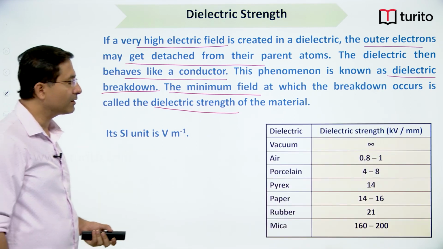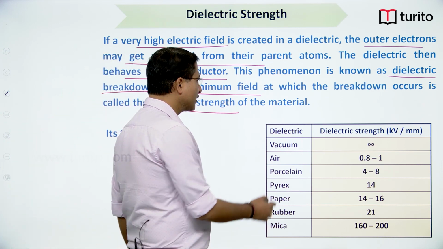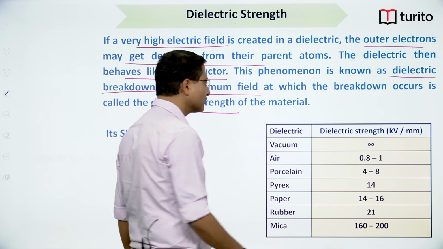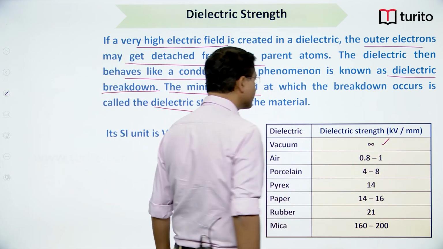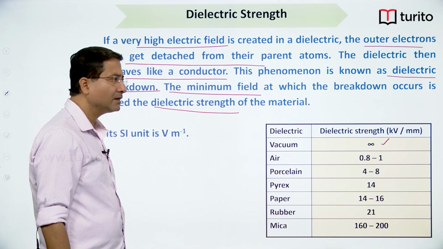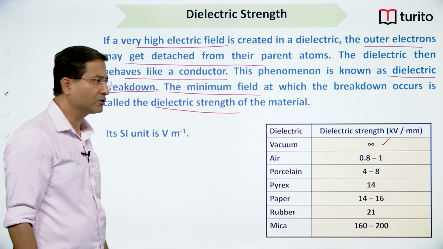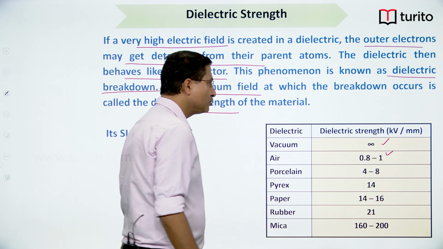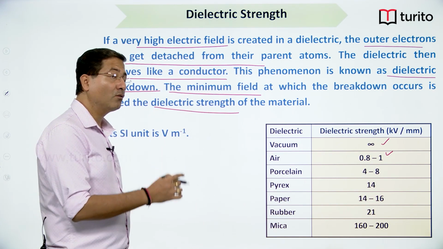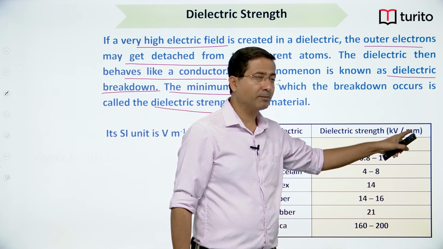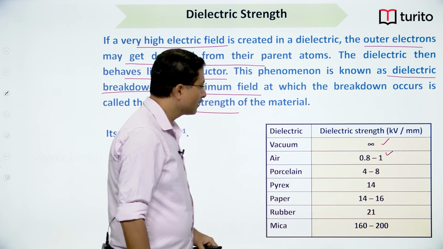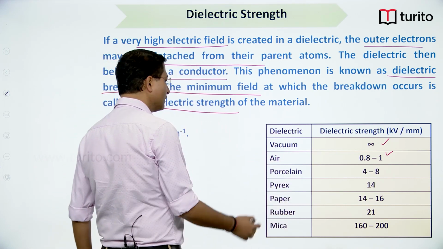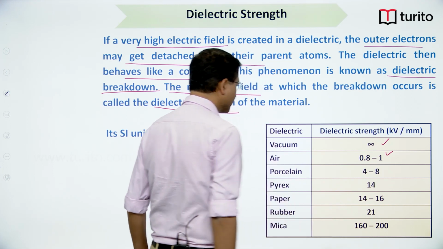So, for different materials, if I see, for vacuum, no matter whatever field you apply, it will always remain an insulator. So, dielectric strength for vacuum is infinity. Air, as air consists of different molecules, its dielectric strength comes somewhere between 0.1 to 1 kilovolt per millimeter. You can see the unit is kilovolt per millimeter, right. And similarly, for other materials, I have written the dielectric strength, right.